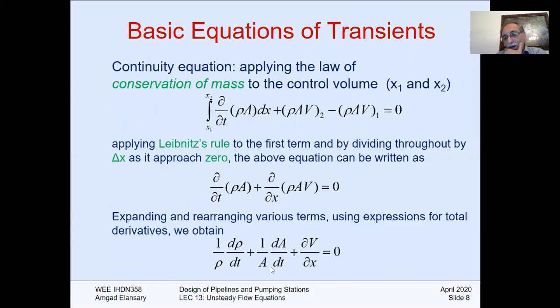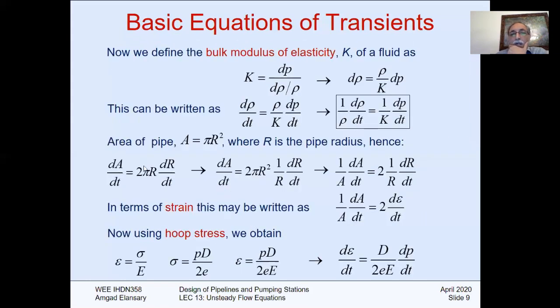Remember, the other part is 1 over A dA by dt. First we have the area, which is pi r squared, where r is the pipe radius. If I take the derivative with respect to time for both sides, it will be dA by dt equals 2 pi r dr by dt. For the right side, I can multiply and divide by r, it's the same thing. So it will be 2 pi r squared times 1 over r dr by dt. Again, pi r squared is A, so I can keep it as 1 over A dA by dt, which equals 2 multiplied by 1 over r dr by dt.